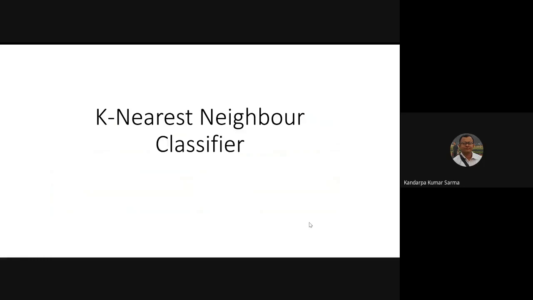Now from that, we come to the k nearest neighbor classifier, a very rudimentary type of classifier, yet this classifier plays a significant role in doing benchmarking.